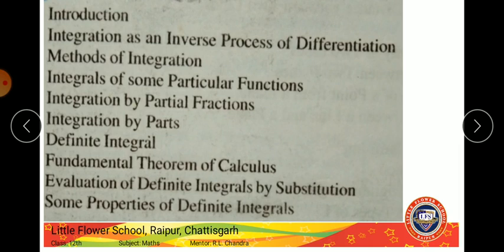In this chapter, that is in integration, we will study all these topics: introduction, integration as inverse process of differentiation, methods of integration, integrals of some particular functions, integration by partial fractions, integration by parts, definite integral, fundamental theorem of calculus, evaluation of definite integrals by substitution, some properties of definite integrals. And this slide will contain introduction, integration as an inverse process of differentiation, and methods of integration.